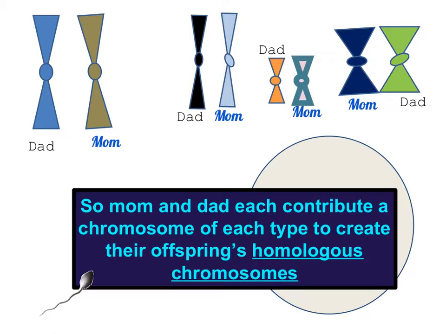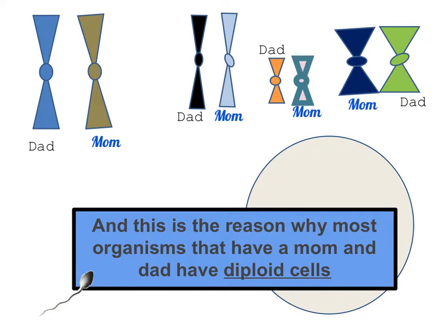So mom and dad each contribute a chromosome of each type to create their offspring's homologous chromosomes. This, by the way, is why we have diploid cells. When mom and dad both give you a copy of each, you have 2 of each chromosome. So now you are ordained a diploid cell. Now, dad's sperm and mom's egg, those are actually called haploid cells because they had only one copy going into the process. But once the haploids come together, they will create the diploid cell. So a zygote is a diploid cell, the first.